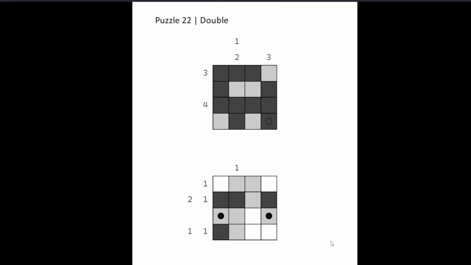Okay, I do need to check real quick. What did I do before on this puzzle? Oh, I didn't even take a screenshot, but I'm pretty sure one was black, one was white.